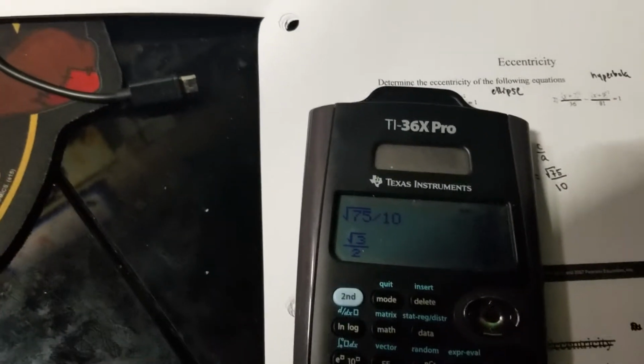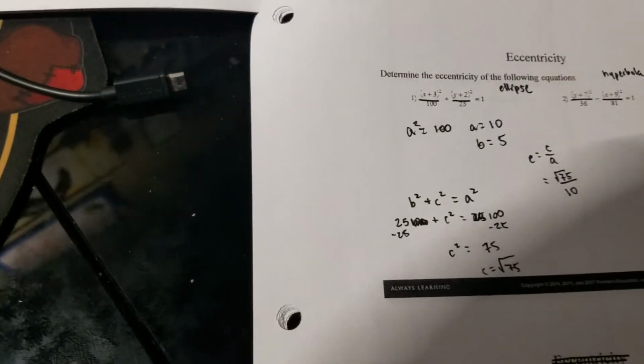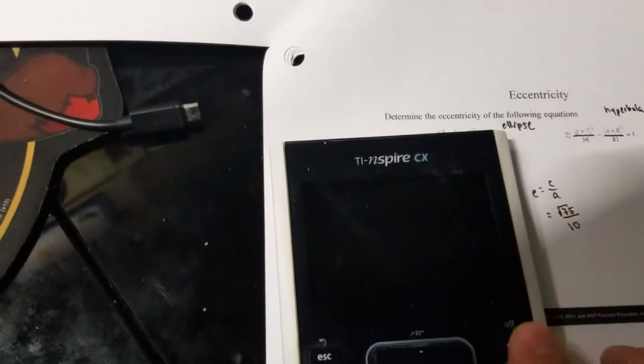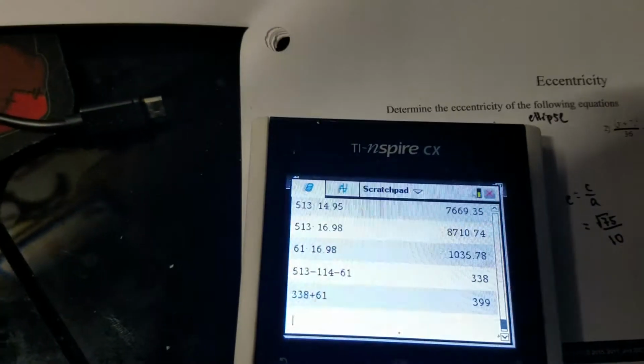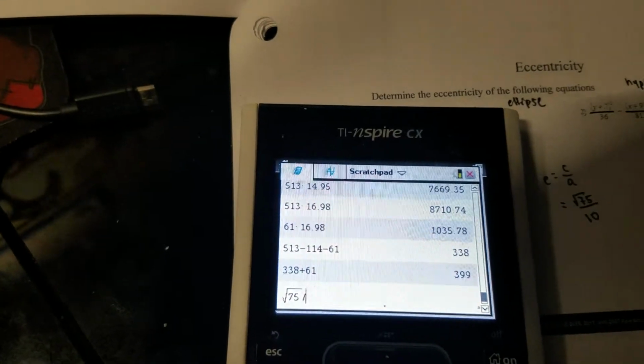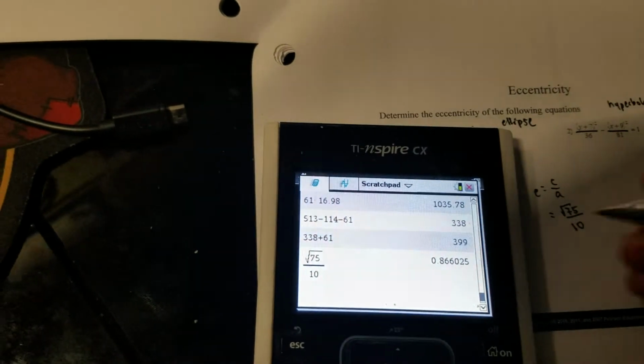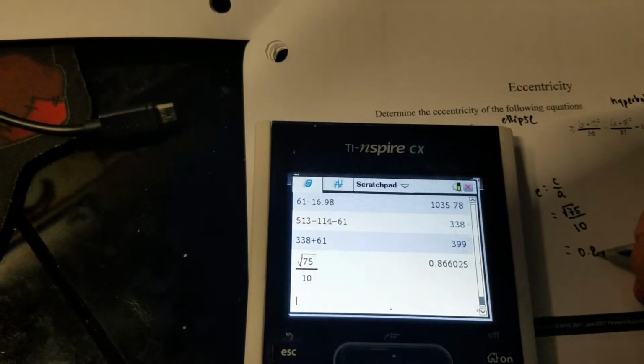That's okay. I have the other calculator here. I guess I should have got that one. So the square root of 75 divided by 10 gives me a value of 0.866, which, guys, is an ellipse, so it should be less than 1. Okay. Now I'm going to do the same thing here.